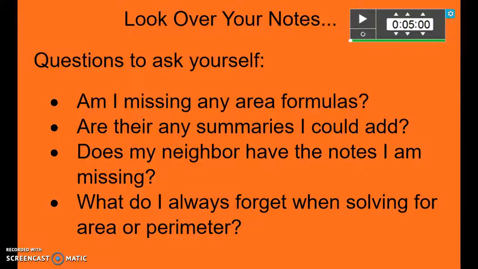Okay? If somebody does ask, please let them. And lastly, what do I always forget when I'm solving for area and perimeter? Are you remembering your units? Are you remembering what is inside and outside? Okay? Add this note to yourself if you need to remember. So you have 5 minutes. Use them wisely.